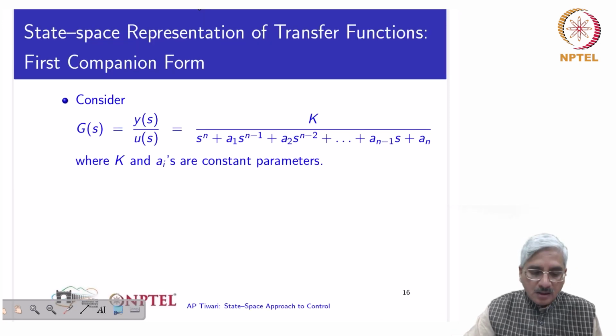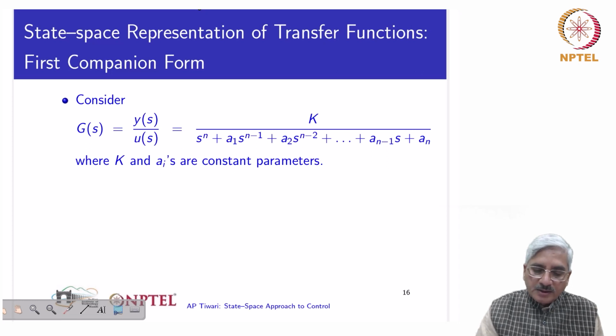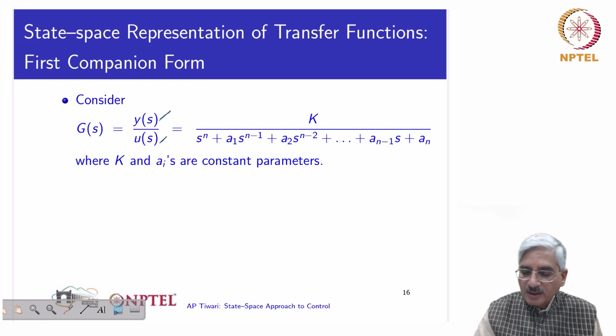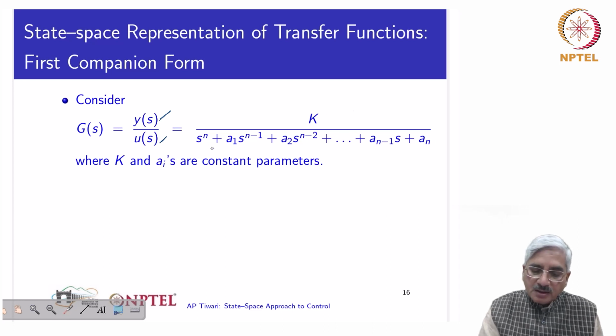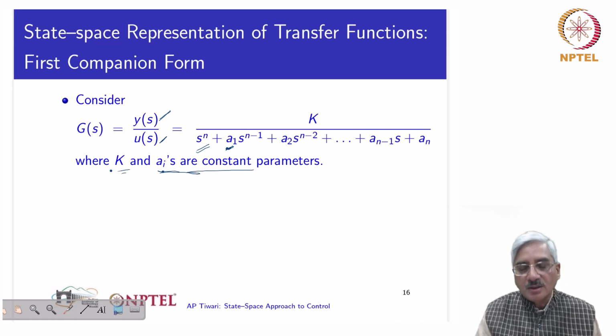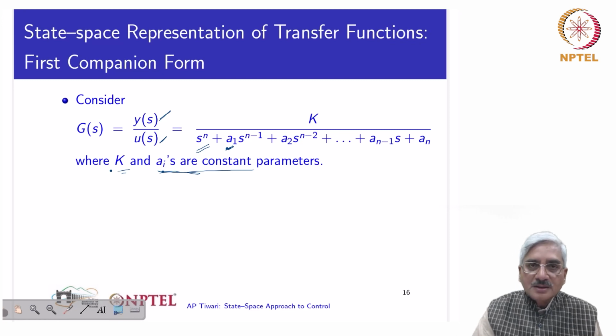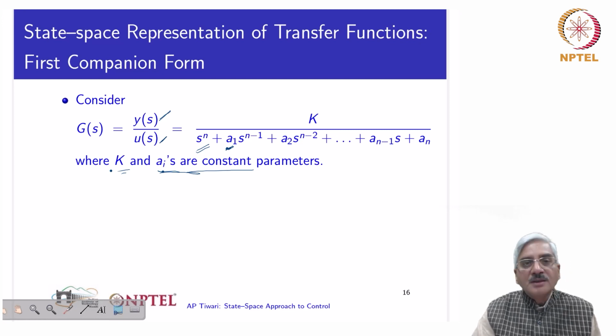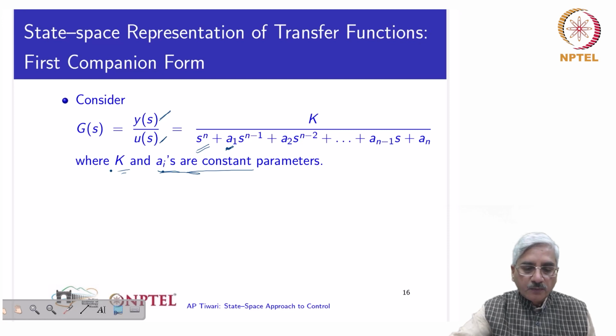So we consider a transfer function which is the ratio of the Laplace transform of the output of the system to the Laplace transform of the input of the system, as this. The numerator is a constant k and the denominator is a polynomial in s of degree n, in which the coefficients a_i are all constants, and k is also a constant. Now we are going to consider how to represent it in the standard state space form.